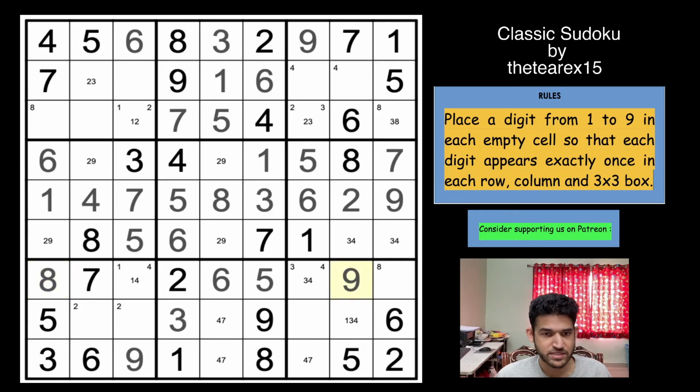2, 9, 5, 6 and 7. So 1, 3, 4 and 8. And 3, 1 and 4 are here. So this is 8. And now look at this. Marked an 8 here for some reason. That was because of the X swing at the start. So 8 goes here. This becomes 3, 4. And that gives 1 in this cell.